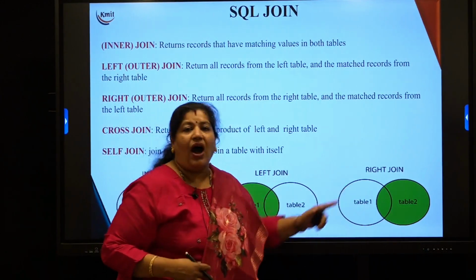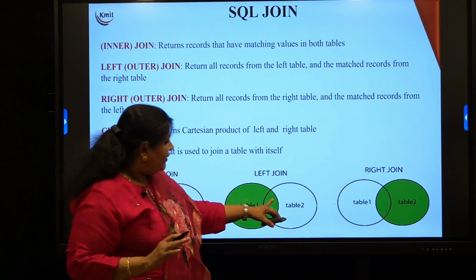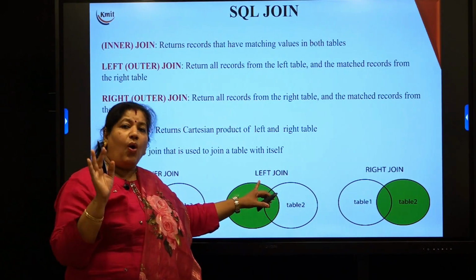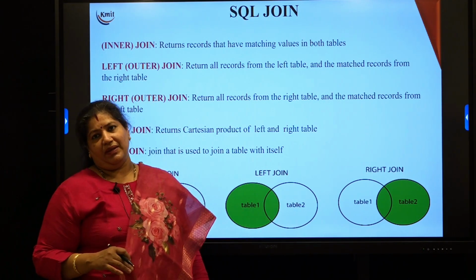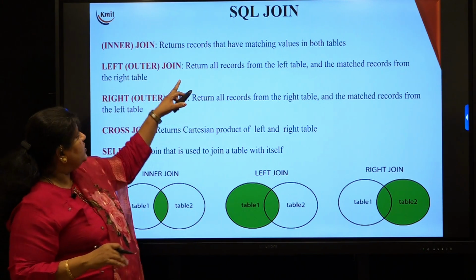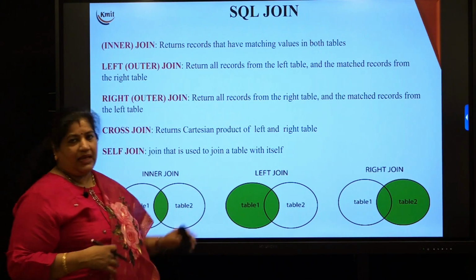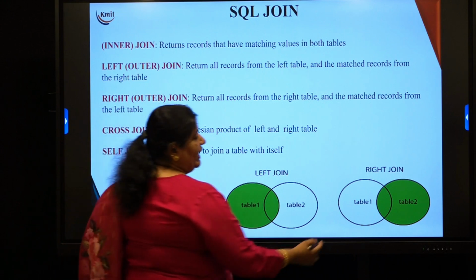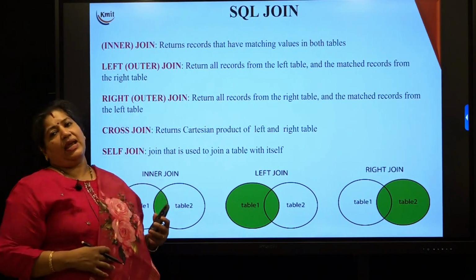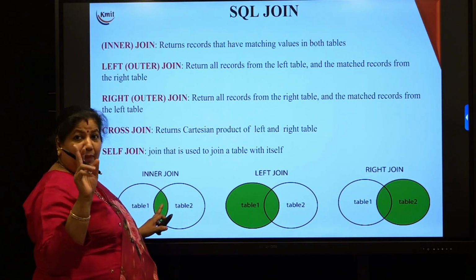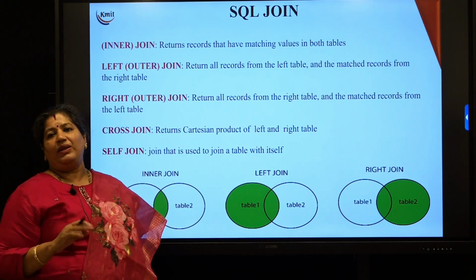There are two types of outer joins. One is called a left outer join, and one is called a right outer join. The left outer join is going to get all the values from the left table and the matching values from the right table. That is your left outer join. It returns all records from the left table and the matched records from the right table. Similarly, a right join gives all the values from the right table and the matching records from the left table. Here, all the other values from left also, there all the other values from right also.